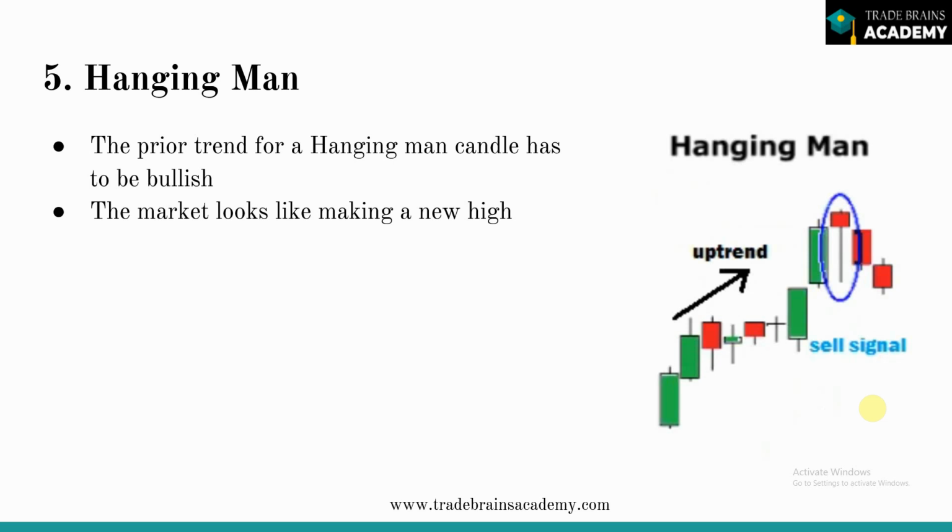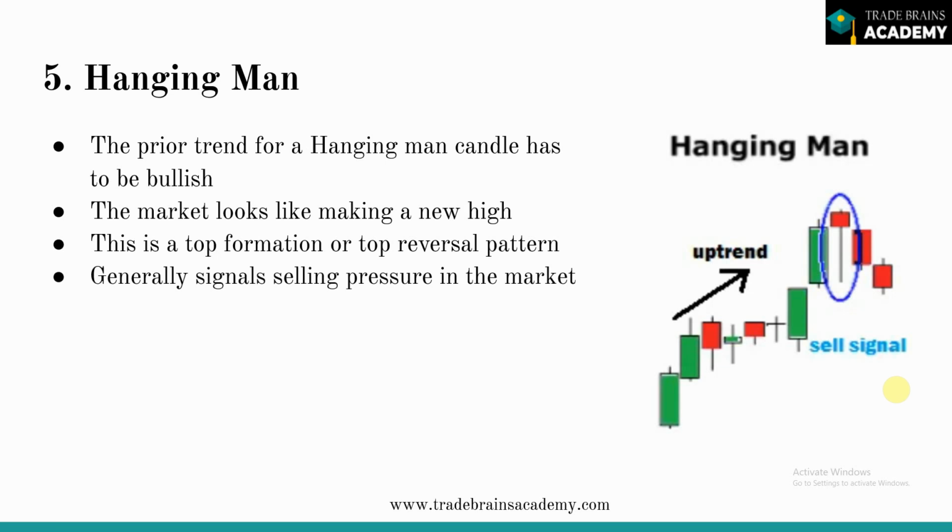In this kind of formation, the prior trend is always bullish. We see a series of new highs happening in the market, and the market looks like it will continue the momentum and gain more. This pattern is also sometimes called the top formation or a top reversal pattern. What it means is that there's a bullish trend in the market, but once the hanging man pattern forms, we see a reversal and the top of the market is in place.